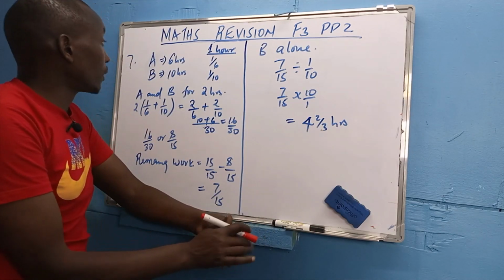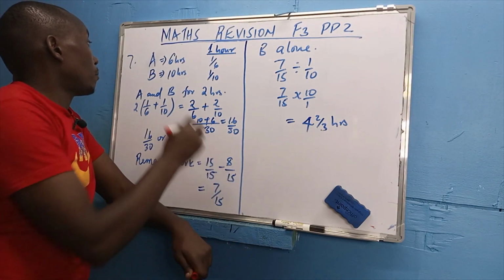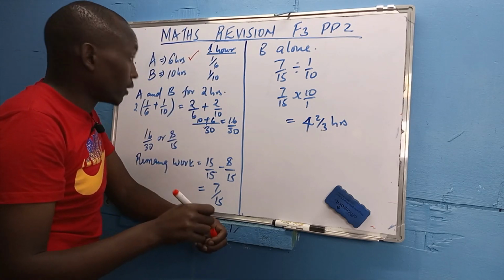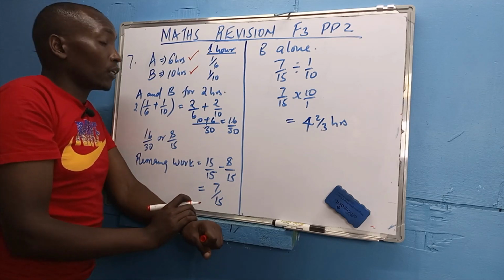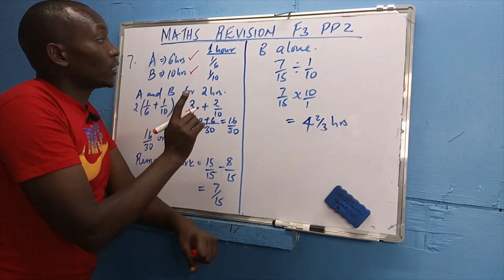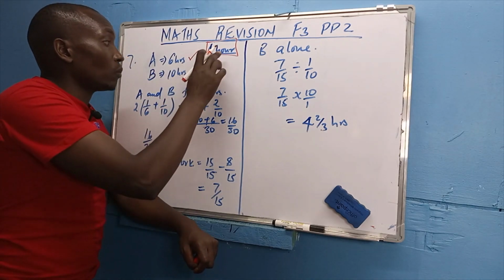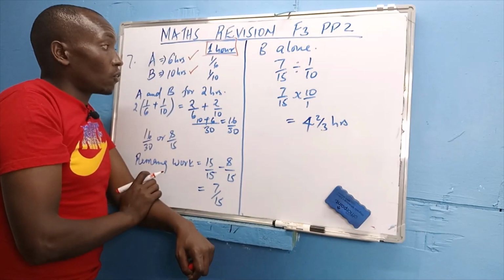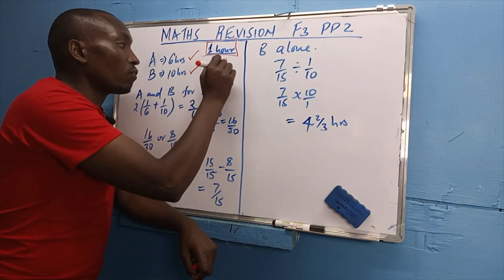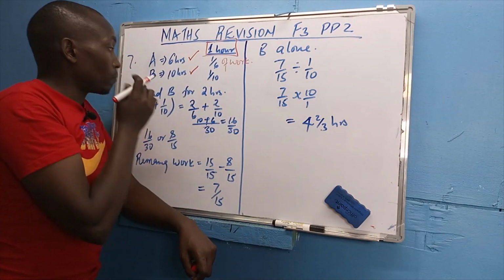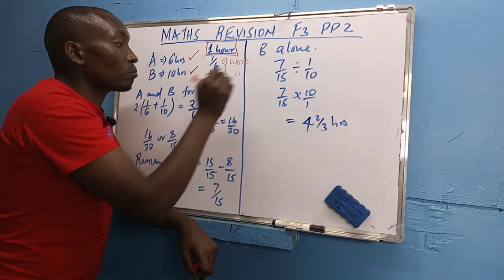7, you're talking about 2 machines, machine A and machine B. Machine A can do a piece of work within 6 hours, while machine B can do the same piece of work within 10 hours. So what we need to do is to work out the rate of work of these 2 machines. Within 1 hour, machine A will do 1/6 of the work. Machine B will do 1/10 of the same piece of work.